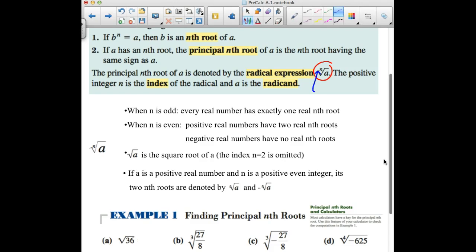So we're looking at this radical symbol. Okay. If there is no index listed, then we're talking about the square root. We typically don't write the little 2 in there for a square root just because it gets a little messier and it's not needed. If a is a positive real number and n is a positive even number, then we said that there are two real nth roots, and we will write them like this, one with the positive, one with the negative. And sometimes they put that together like that.